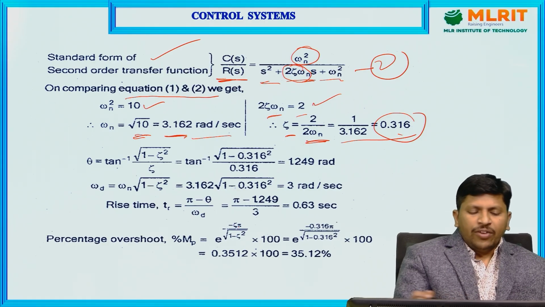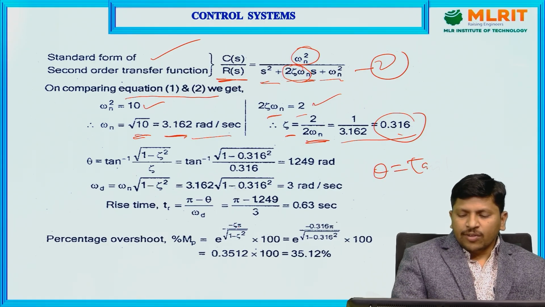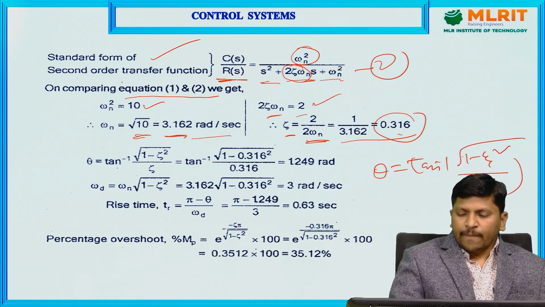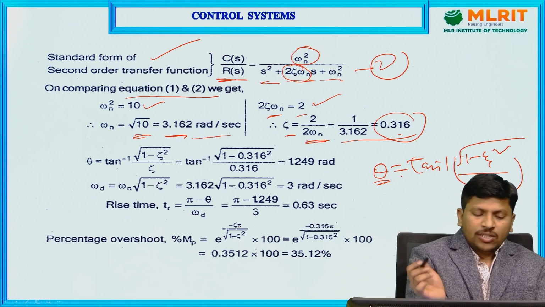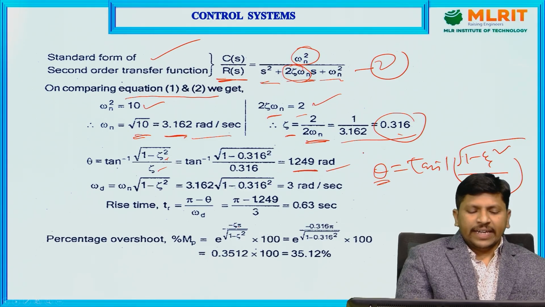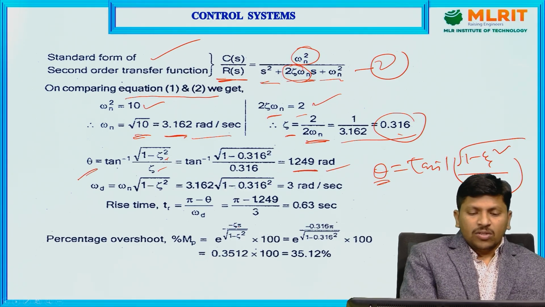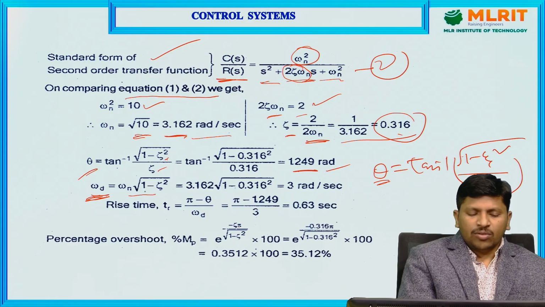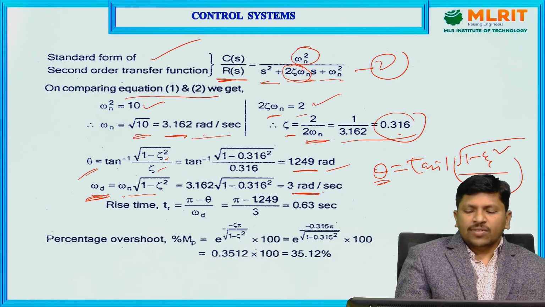0.316. We know that theta equals tan inverse of square root of 1 minus zeta square divided by zeta. This is the angle calculation. Substituting the zeta value, you will get theta as 1.249 radians. Then omega d, the damped frequency of oscillations: omega d equals omega n into square root of 1 minus zeta square. Substituting the omega n and zeta values, you will get the damped frequency as 3 radians per second.